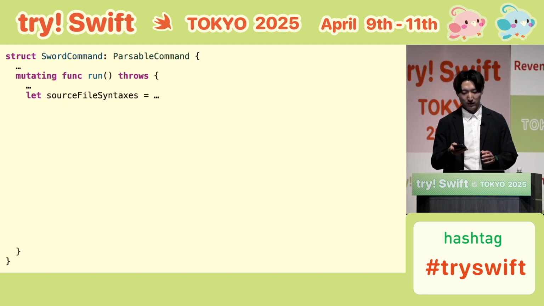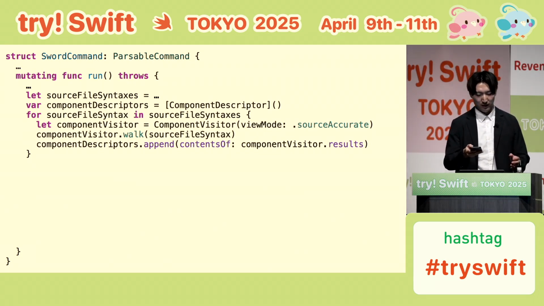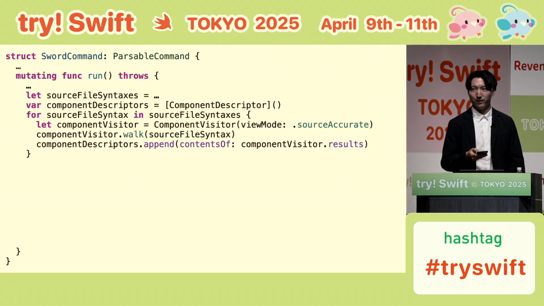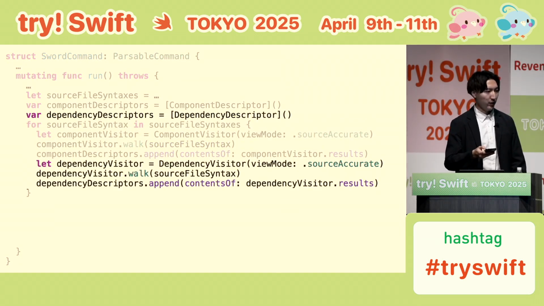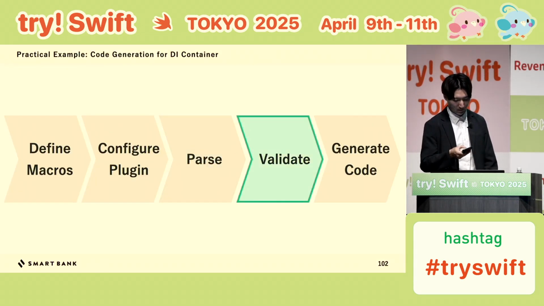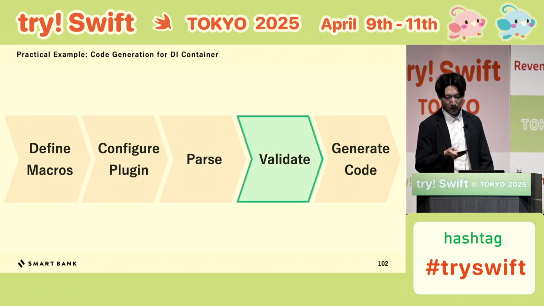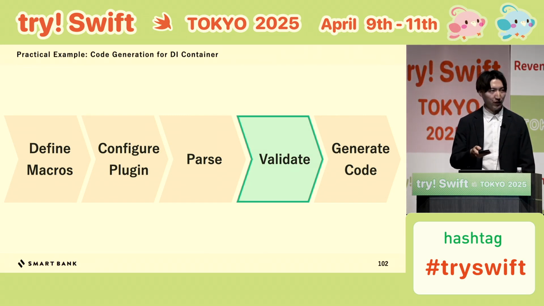Returning to the command's implementation, we walk each Swift file's syntax tree with a ComponentVisitor. This collects all the classes annotated with @AddComponent. Similarly, we create a DependencyVisitor for the @AddDependency macro. That concludes step 3, parse. Next, let's move on to the fourth step, validate.